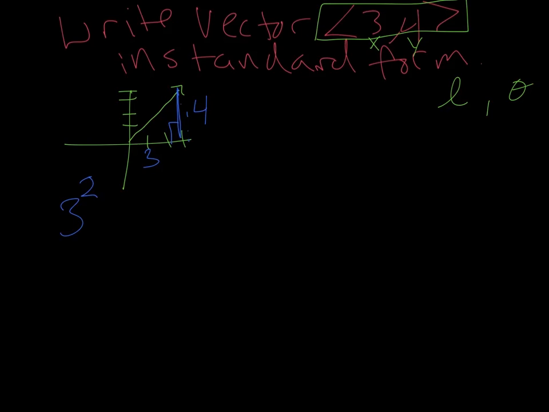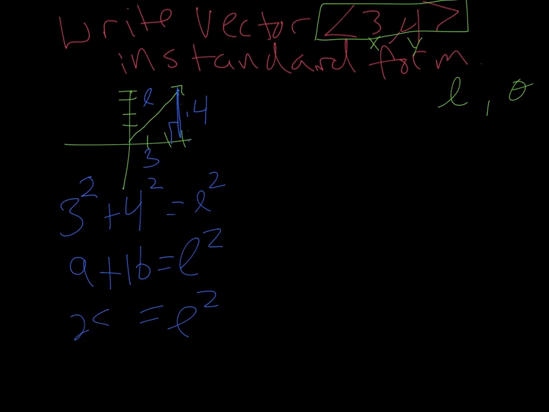So I have 3 squared plus 4 squared, and this has to equal L squared. If I run this down, then I get 9 plus 16 has to equal L squared, therefore L squared has to equal 25, and L has to equal 5. So there's L, halfway there.